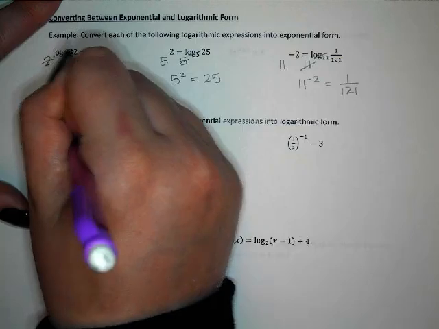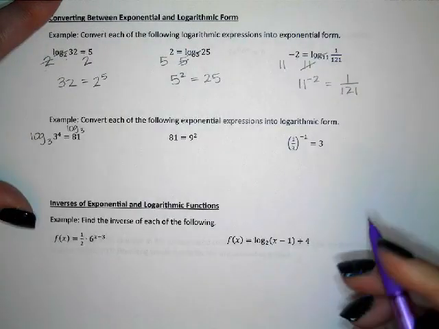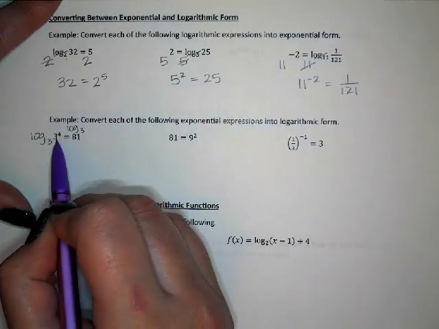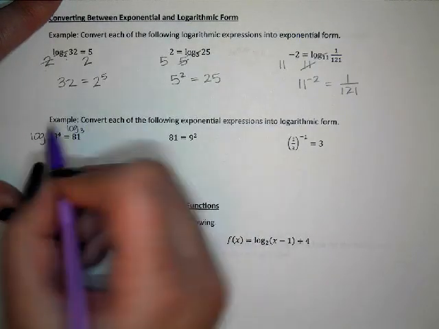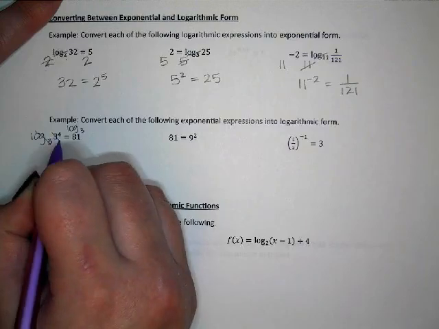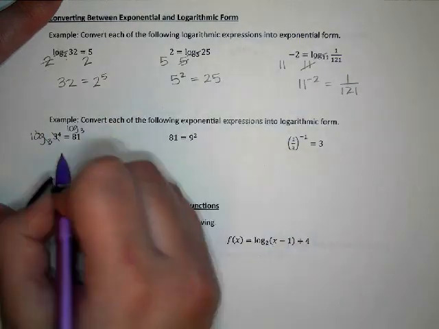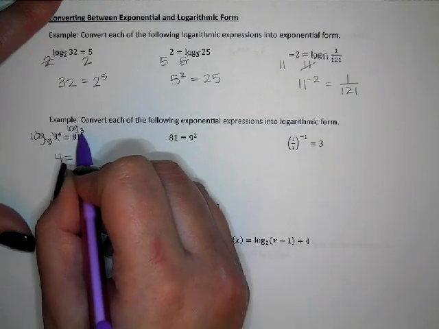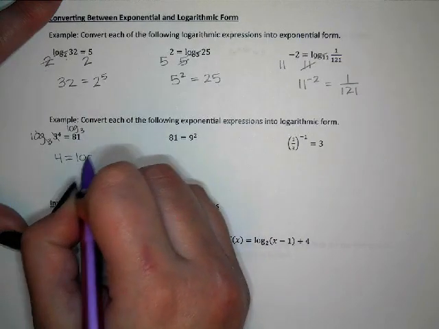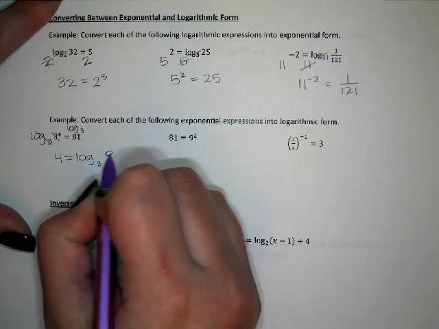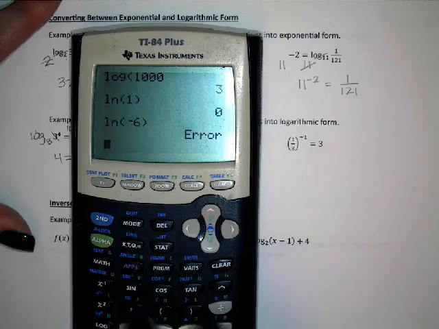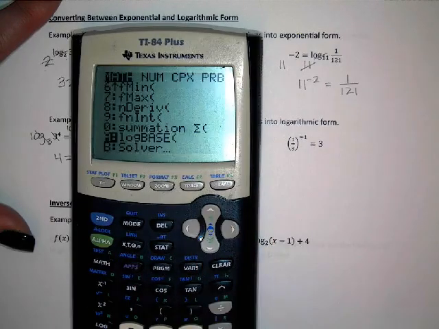So log base 3 of 3 to the 4th power, the log base 3 and the 3 cancel out, and you end up with just 4. And then on the right side, we have log base 3 of 81. And I can check that to make sure it's right. Log base 3 of 81 is 4.